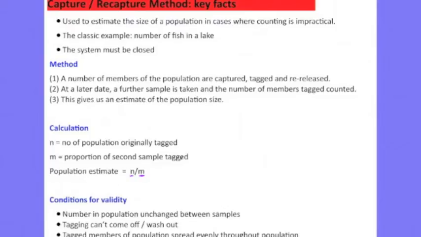We're also assuming that the marks or the tagging can't come off or get washed out, so that when you collect the second sample, you still need to be able to see whether this was a member of the population that was originally tagged. The third assumption that we make is that tagged members, those with the markings on of the population, spread evenly throughout the population. Given that they've just been tagged, they don't all stay together. So one of the third conditions is that the population that have been tagged spread evenly throughout the population.